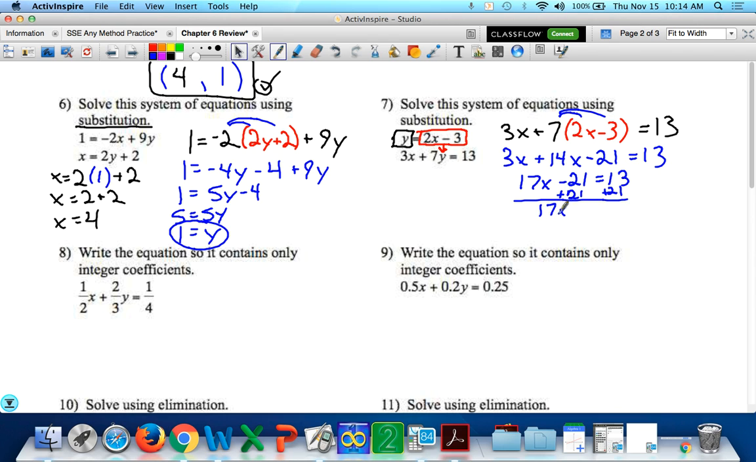I get 17x equals 34. When I divide by 2 and divide by 2, I get that x equals 2. That is half my answer, okay? So if I'm writing my answer, I've got a set of parentheses, and my x equals 2.